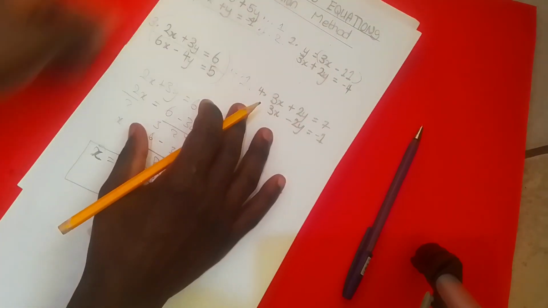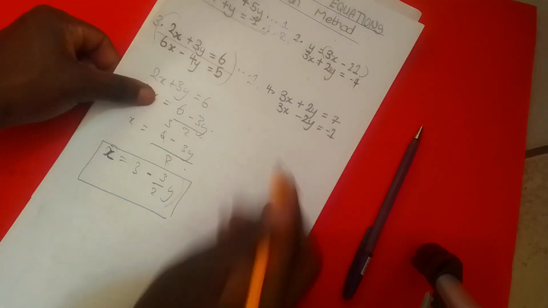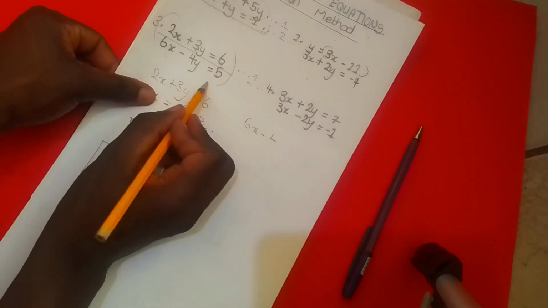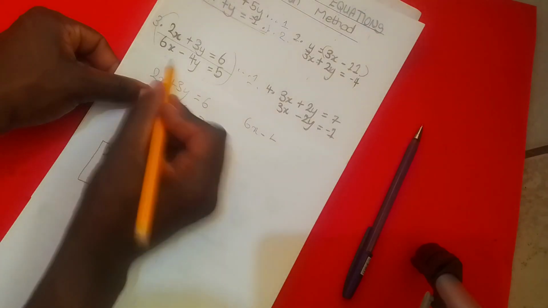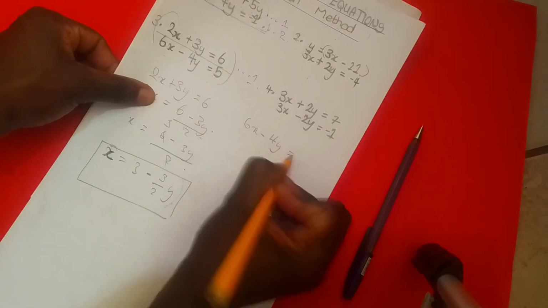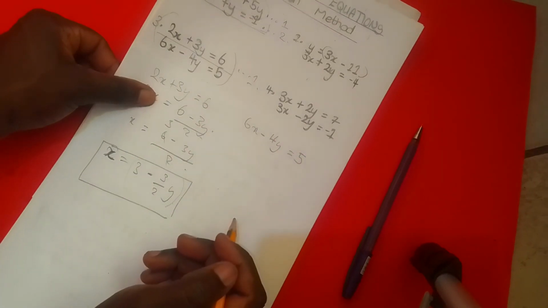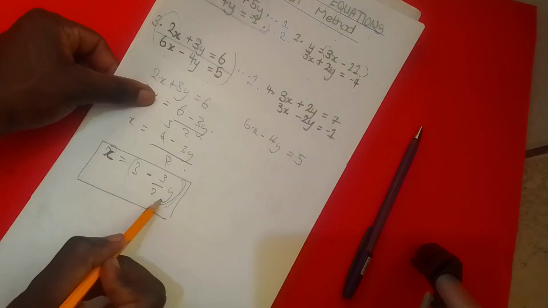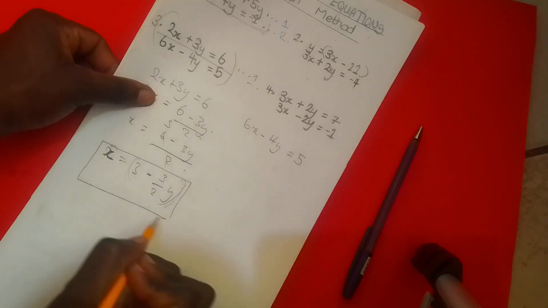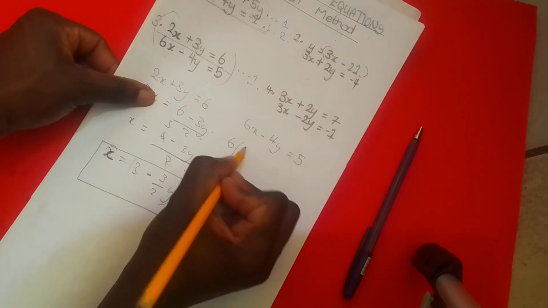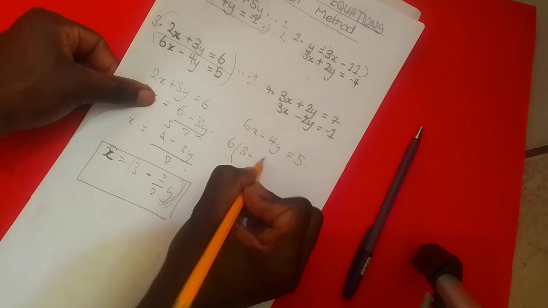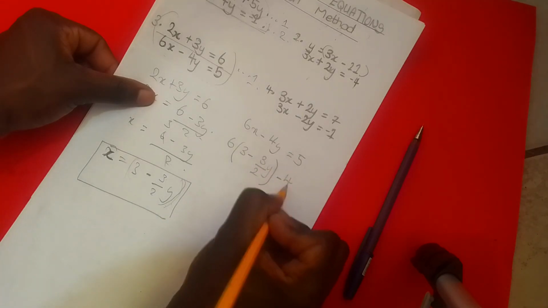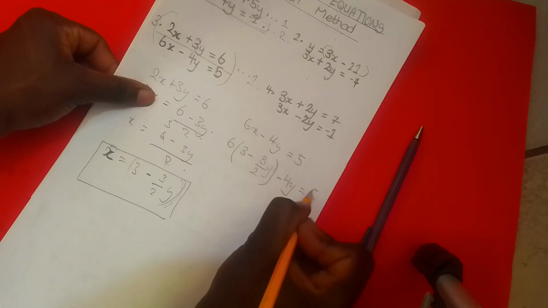What is our equation 2? Our equation 2 goes like this: 3x minus 4y is equal to 5, right? Paper number 3, equation 2. So everywhere there's x, we're now substituting x with this term. And so 3 times the bracket 3 minus 3 over 2 y, minus 4y is equal to 5, right?